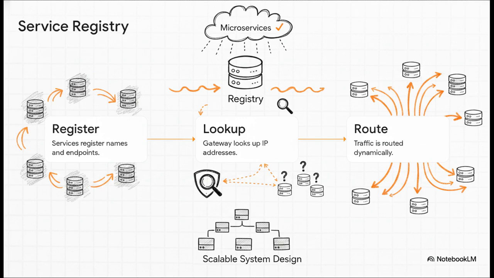And Step 3. Traffic gets routed dynamically. What this means for us is absolutely no central control bottleneck and no hard-coded endpoints. If a service needs to scale up or move, boom, the registry updates on the fly.